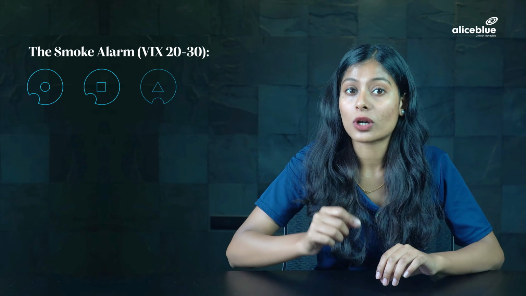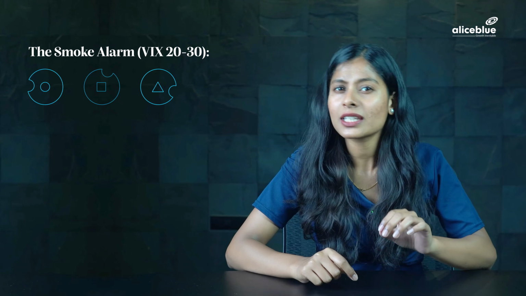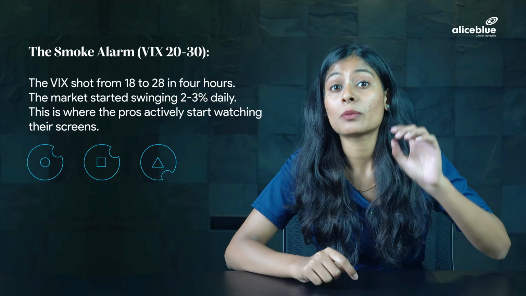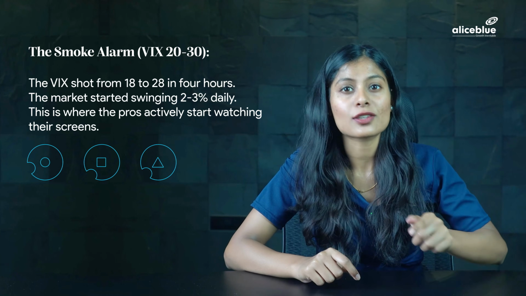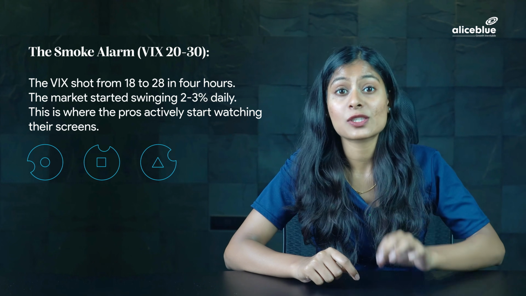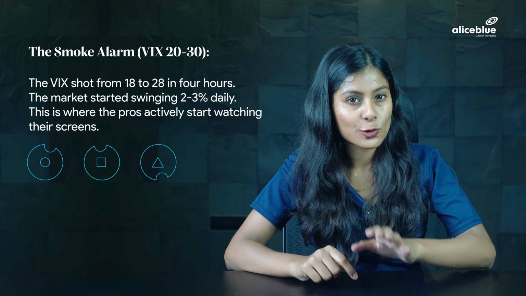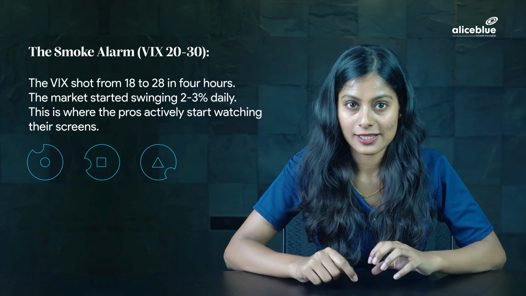Next, we have the smoke alarm, VIX between 20 to 30, meaning something is brewing. Remember Budget Day 2024? The VIX shot from 18 to 28 in just 4 hours. The markets were swinging 2 to 3% daily. This is where the pros actively start watching their screens.